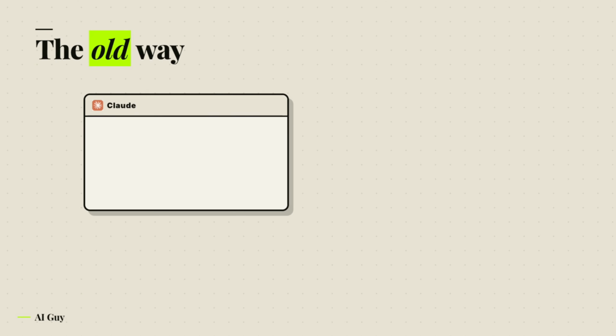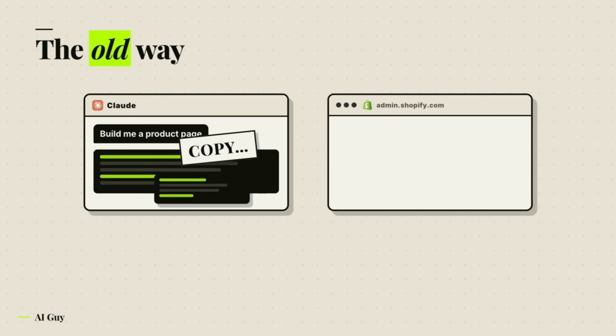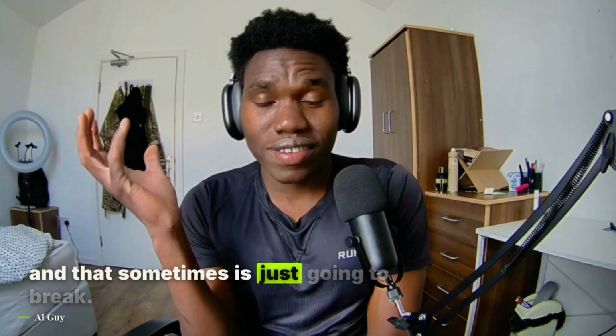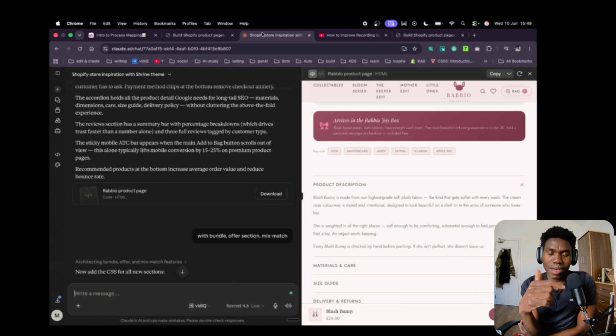I used to open Claude chat, ask it to build me a product page, and I'm going to copy the code and paste it into Shopify, and that sometimes is just going to break. So I copy the error and paste it into Claude again, and it's going to give me fresh code. I'm going to paste it into Shopify, and it's going to break again. I used to think, oh, my AI is dumb. But actually, it turned out I was the dumb one.